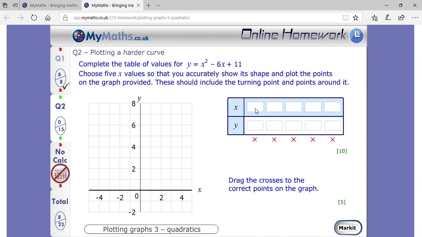Firstly, plugging in whatever values you are taking as x, just calculate the value of y, then you can tell me. All those values of y should not exceed a maximum of 8 and a minimum of minus 2.